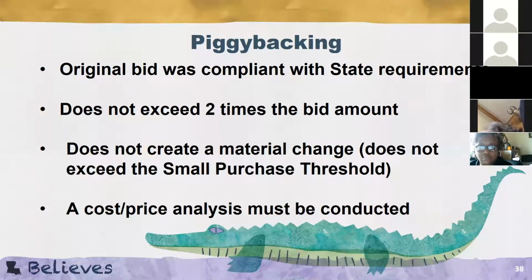The piggybacking SFA must also do a cost price analysis before making the decision to piggyback off an existing contract to determine if the contract prices are reasonable. So the SFA needs to ask the question, could I obtain better pricing by bidding this myself?